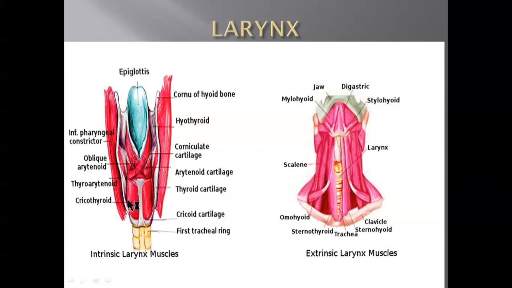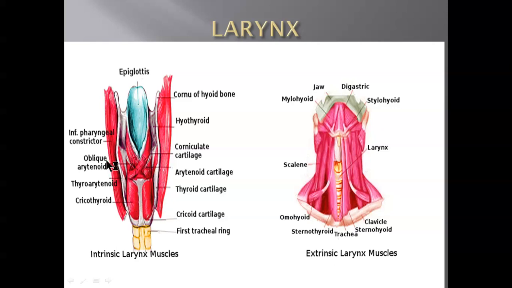As we know, the larynx is itself supplied by the vagus nerve. The vagus nerve gives the superior laryngeal nerve, which divides into an internal branch and an external branch. The external branch of the superior laryngeal nerve is the one which innervates the cricothyroid muscle.